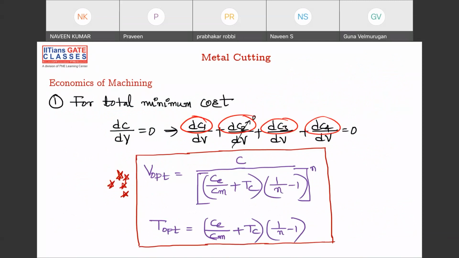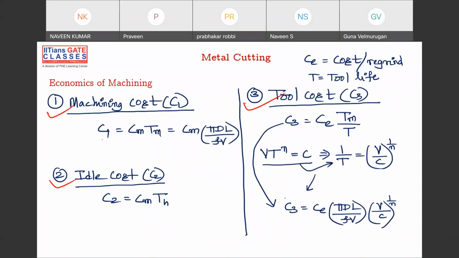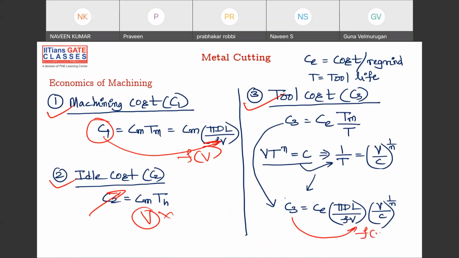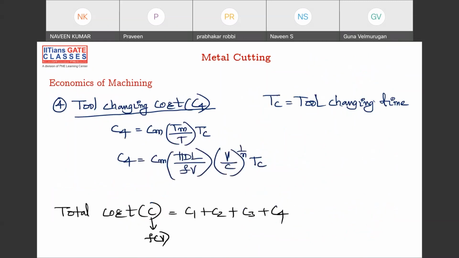In every case, I have written all the costs as a function of velocity. This is a function of velocity. And here there is no velocity, so obviously this term will go if you are differentiating with respect to velocity. And again here also C3 is a function of velocity, and C4 is also a function of velocity. It means that C1, C3, C4, all these three are functions of velocity. That is the reason why the total cost is a function of velocity. So that is a variable we have to find out.